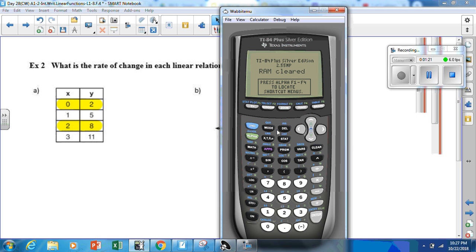I need my stat button. Where's stat? Stat is below the delete button and above the program button. All right, I need my edit button. What am I putting in? 0 and 2 is what I'm looking for. 0, gotcha, and 2, gotcha.